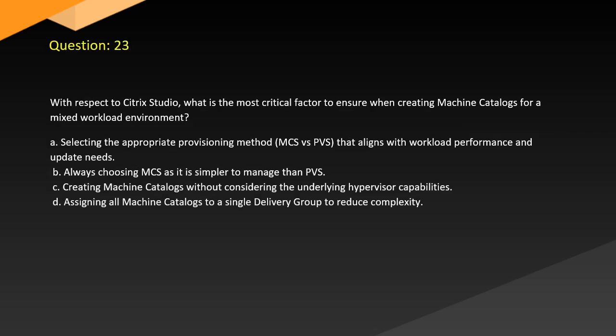Question 23. With respect to Citrix Studio, what is the most critical factor to ensure when creating machine catalogs for a mixed workload environment? A. Selecting the appropriate provisioning method, MCS versus PVS, that aligns with workload performance and update needs. B. Always choosing MCS as it is simpler to manage than PVS. C. Creating machine catalogs without considering the underlying hypervisor capabilities. D. Assigning all machine catalogs to a single delivery group to reduce complexity.